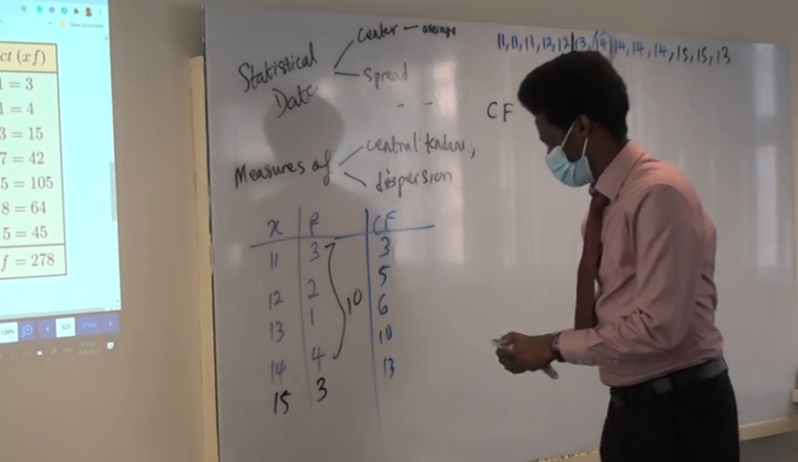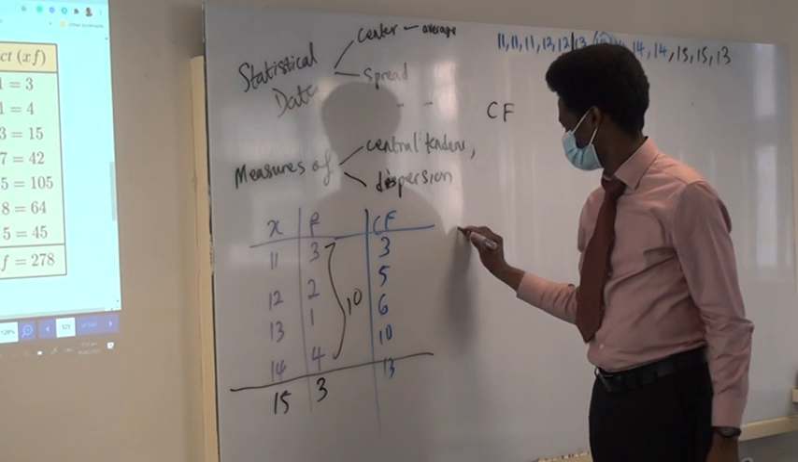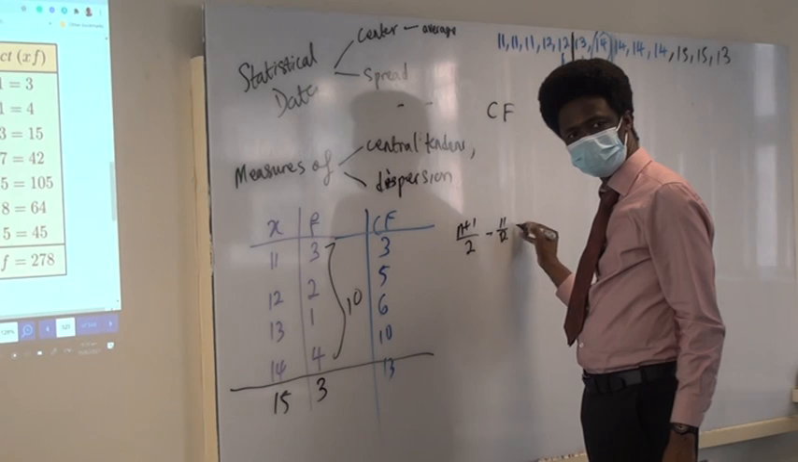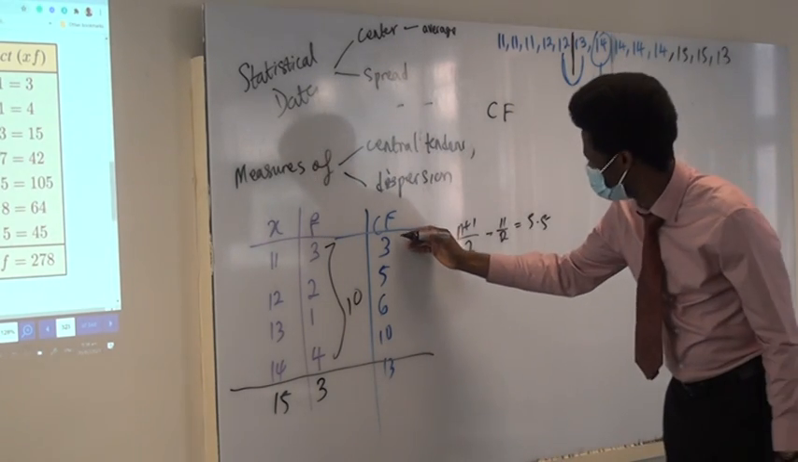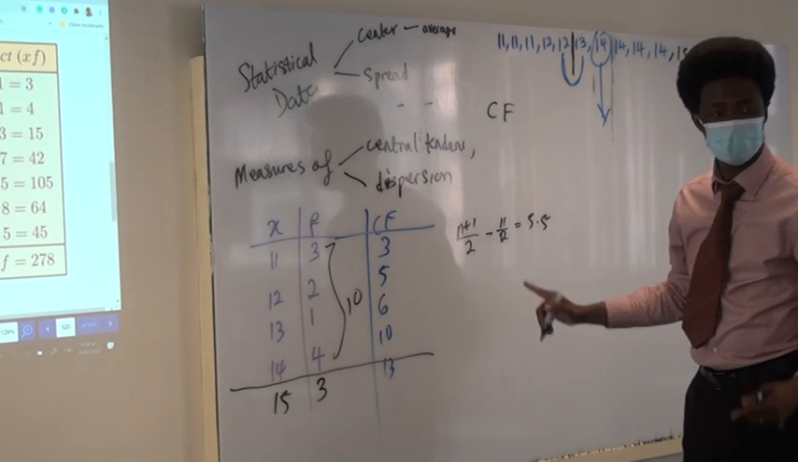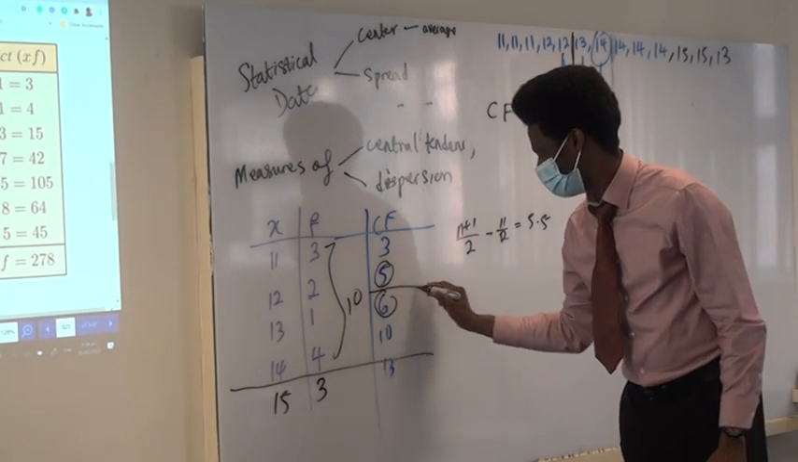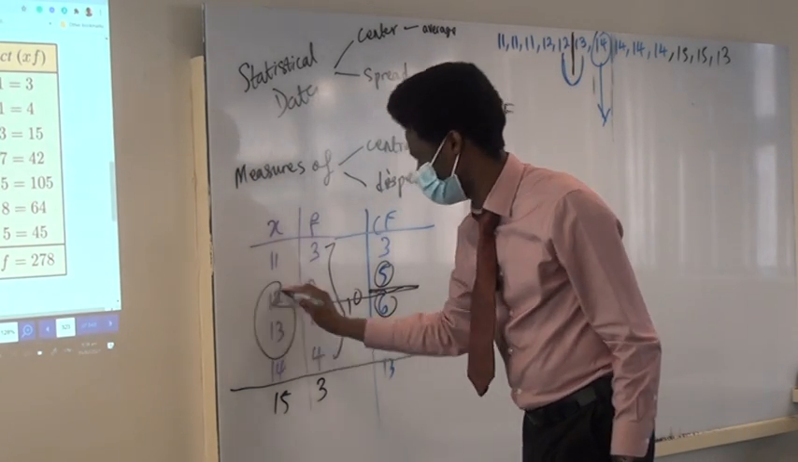Now, if the data ends here, and you are considering 10, of course you do your n plus 1 divided by 2. That's 11 divided by 2, which is 5.5, right? You don't have to count. You just come to your cumulative frequency. 5.5 means between 5 and 6. This is 5. This is 6. So your median is here, which means your median is in between 12 and 13.